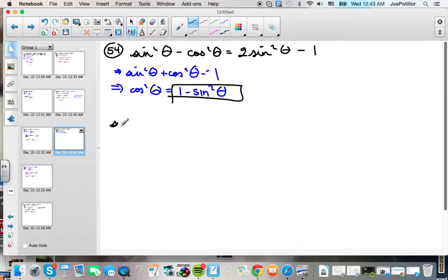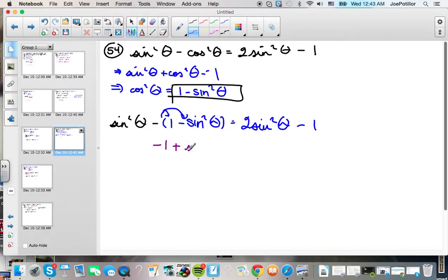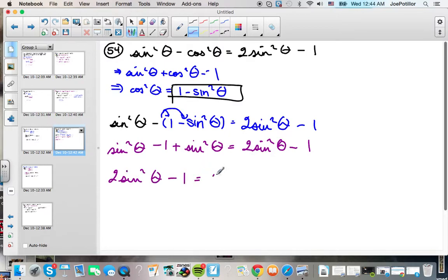So, sine squared of theta minus parentheses 1 minus sine squared of theta is equal to 2 sine squared of theta minus 1. Distribute the negative sign. Two negatives become a positive. So this becomes minus 1 plus sine squared of theta, plus sine squared of theta, to 2 sine squared of theta minus 1. 1 plus 1 is 2. We leave the sine squared thetas alone. So this becomes 2 sine squared of theta minus 1 is equal to 2 sine squared of theta minus 1. So that's just what we wanted. So it's perfect.